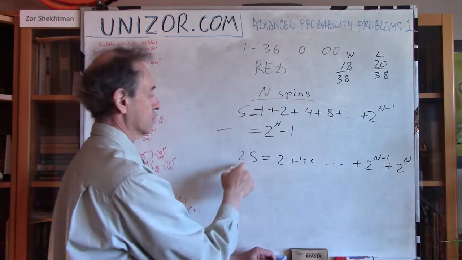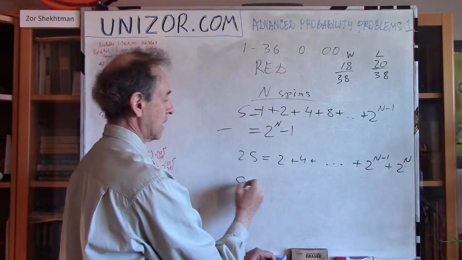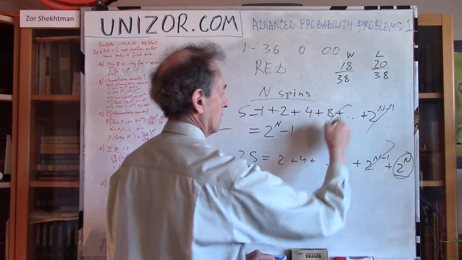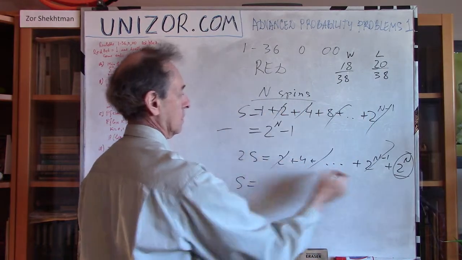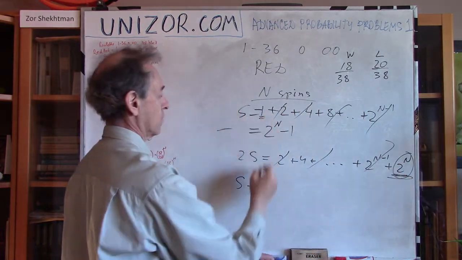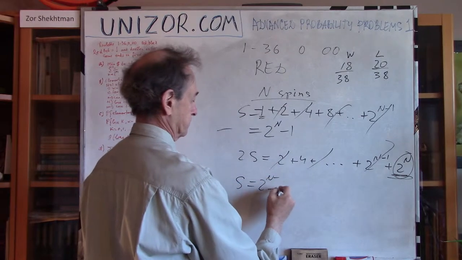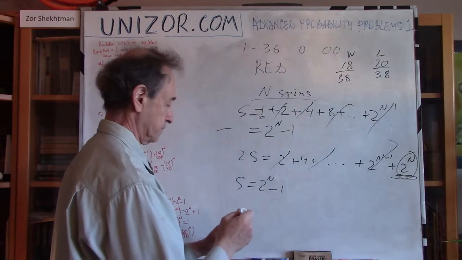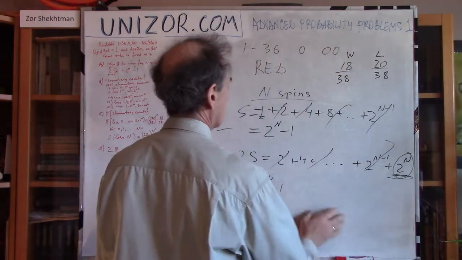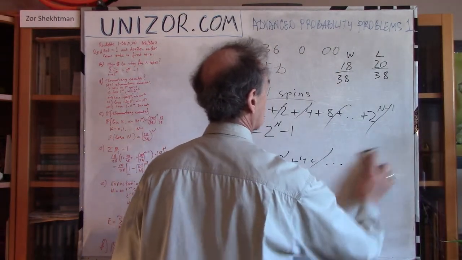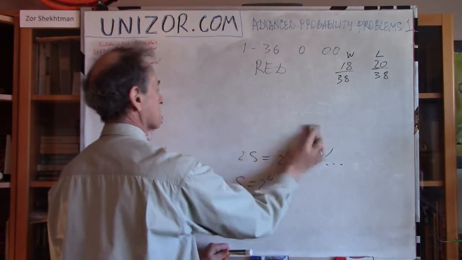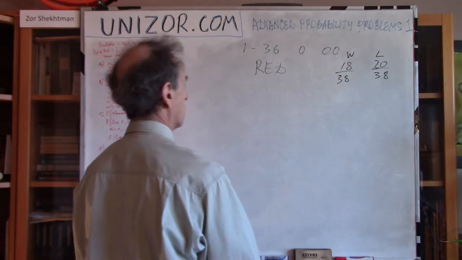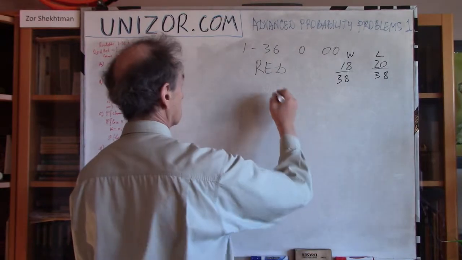And subtract. If you subtract from this, this, you will get S equals 2 to the power of n minus 1. Right? Okay. Now I will wipe this out, and that's my answer to the first problem. You need 2 to the power of n minus 1 capital.